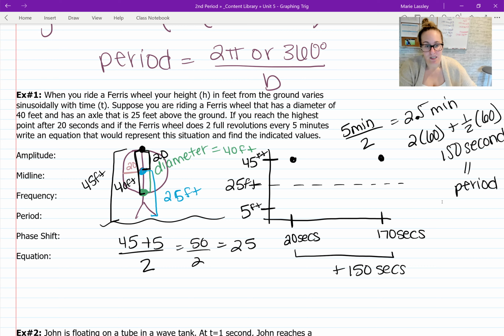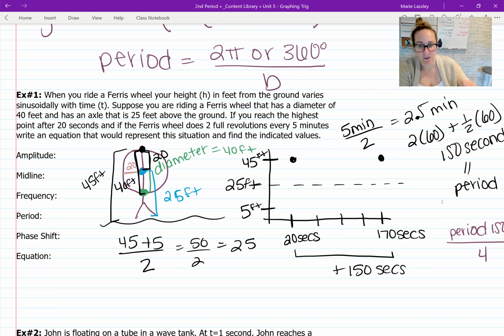Now I need to figure out my other points. We know that trig graphs always have a total of 5 points. I have 2. I need to find the other 3. So what you can do is take your period, we've done this before, take your period of 150 and divide it by 4, because we're moving evenly between these points. We have 4 places to move. Starting from the first one, we move 4 times to get to the 170.